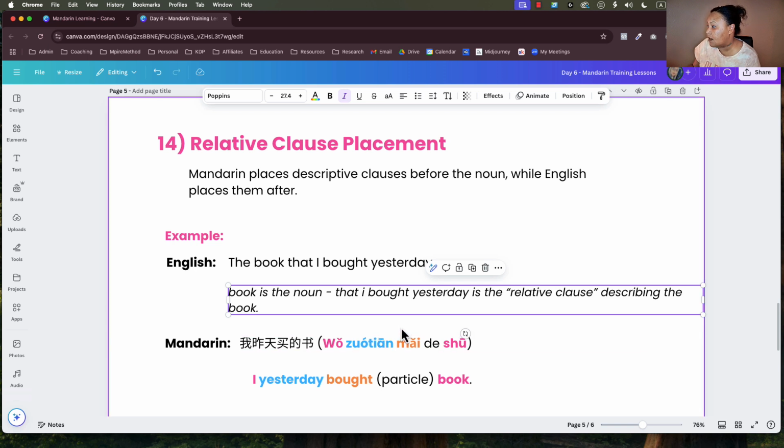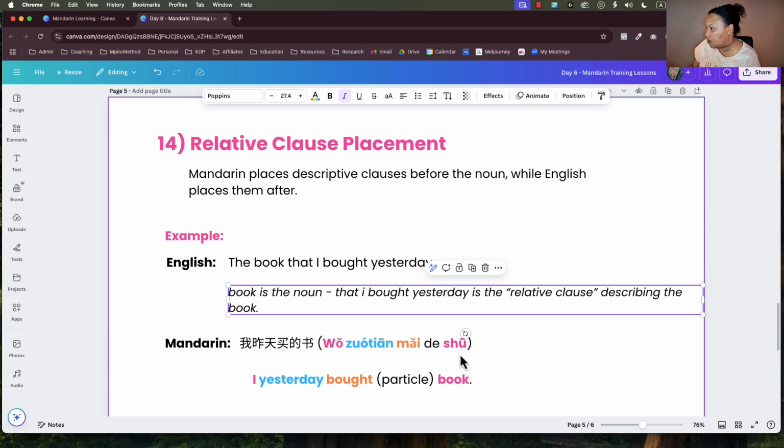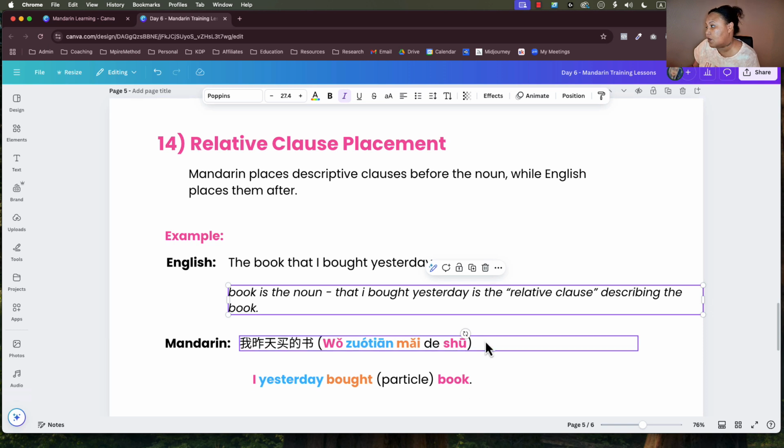Now this is my shoe, because that's book is shoe. So we should know this word, shoe, book. I think that's one of our words.